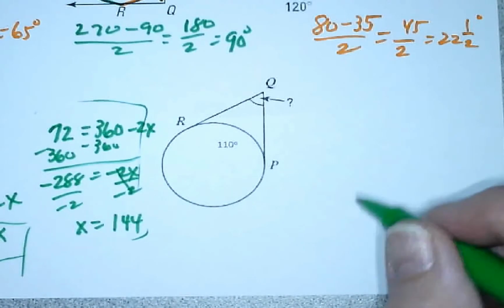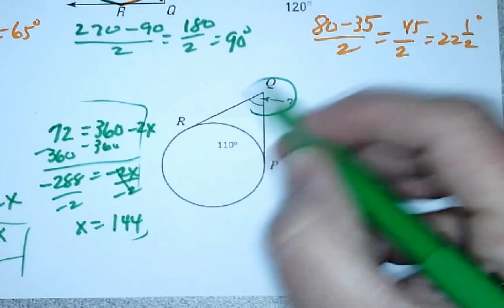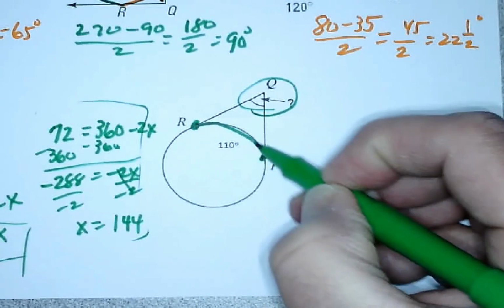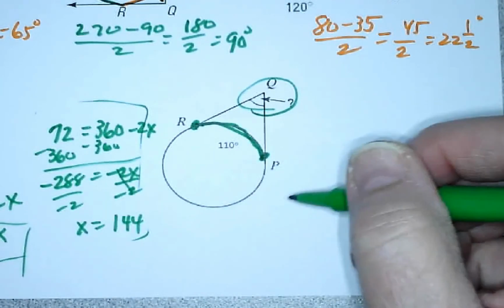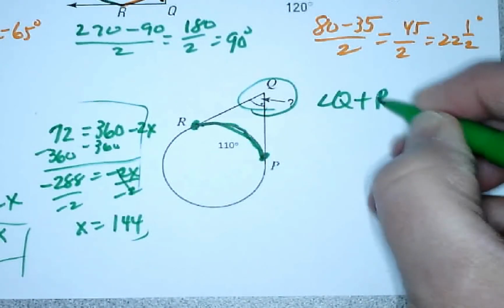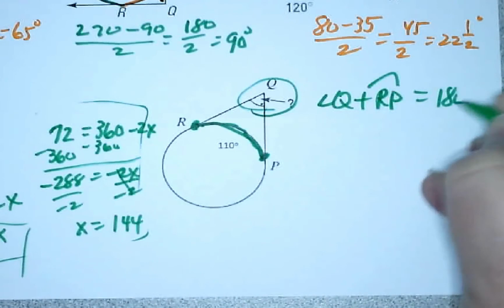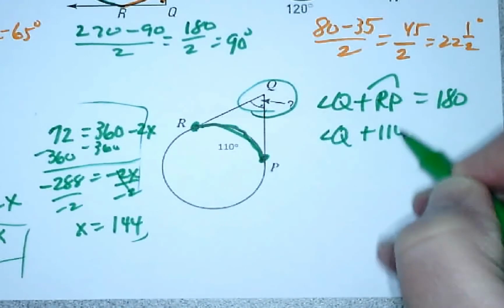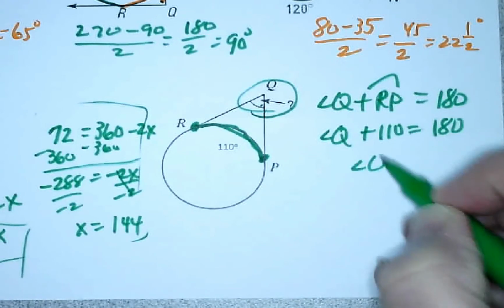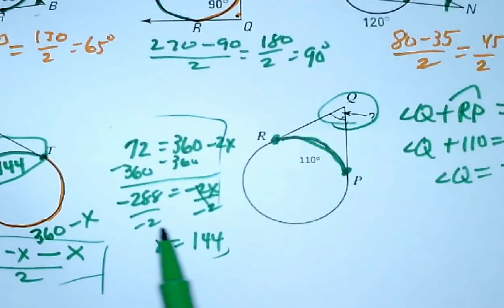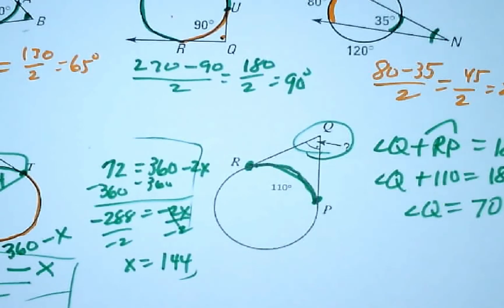So using that little shortcut, let's do that real quick here. It's getting a little long. So the outside angle formed by two tangents, this first arc is given to us. We know that's 110. These two, angle Q plus arc RP, has to total 180. So if angle Q is what we're trying to find, plus 110, angle Q will equal 70. And if you went this way, it would be the same thing. So if you have any questions, if that confused you, please let me know and I'll come around and help you.